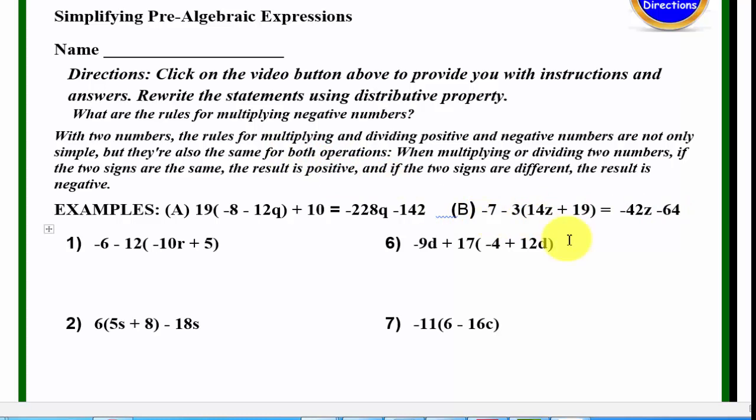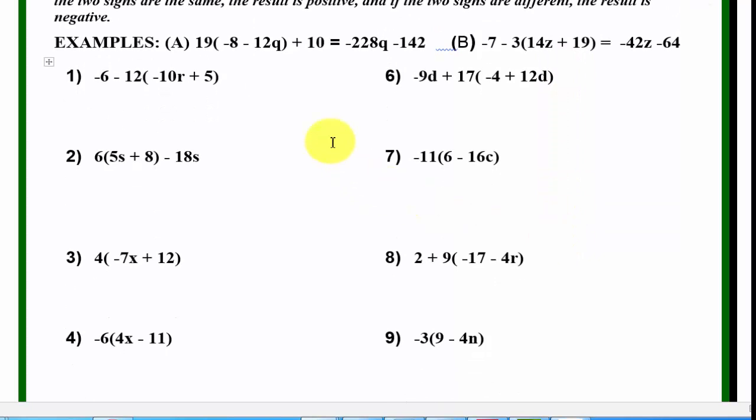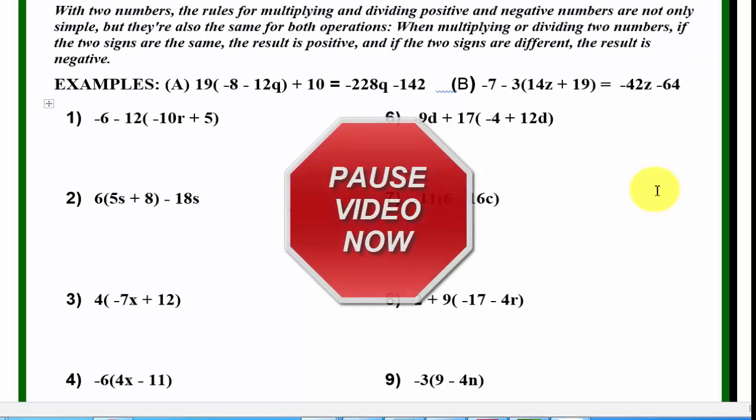Okay, if you would, please pause the video, complete the rest of the problems, then continue playing the video, and we will provide you with the answers. If you would, pause the video now. Thank you.